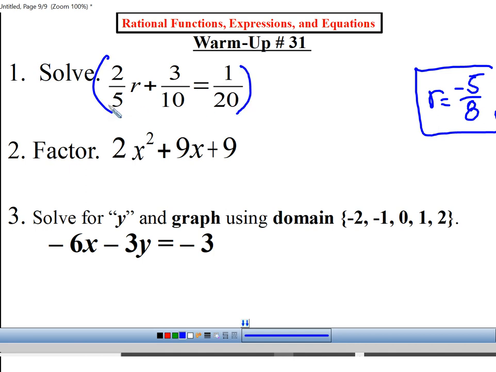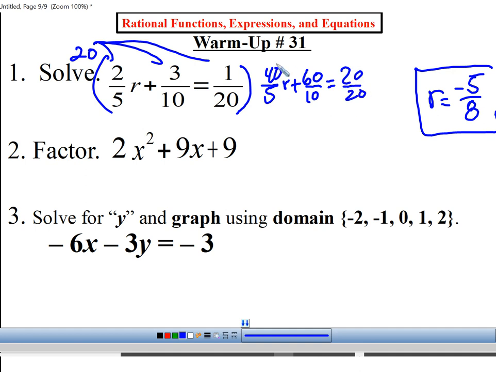Times the common denominator, which was what? 20. Distribute. We only distribute to the what? Numerator. So this is 40 over 5r plus 60 over 10 equals 20 over 20. Simplify that. That becomes 8r plus 6 equals 1. And the rest is history. Solve using number operations. That's how we get there. Okay? Number 2. What'd you get for number 2?